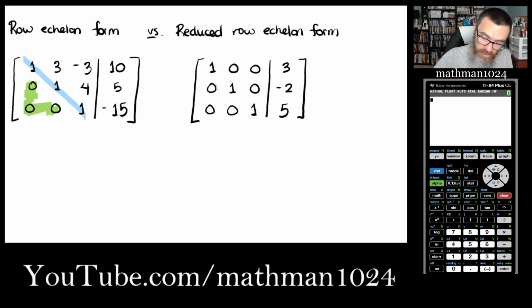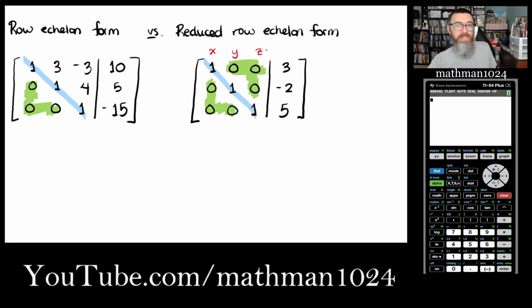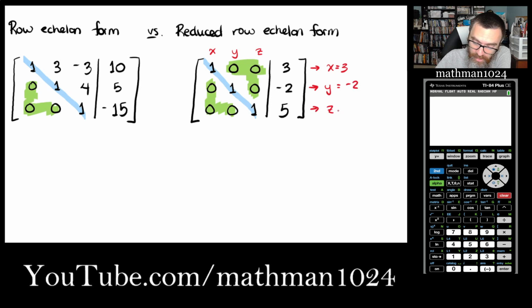Okay, this is okay, but if you can go a couple of extra steps and get to the reduced row echelon form, you still have ones along the diagonal. But in addition to having the zeros below that diagonal, you also have zeros above the diagonal. And the great thing about that is that it basically just hands you the solution. Because we said before that these would be the headings for the columns X, Y, and Z. So from this first row, 1x is equal to 3. From the second row, 1y equals -2. From the third row, just 1z is equal to 5.